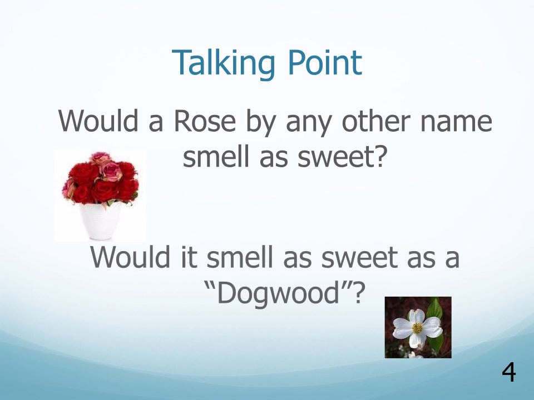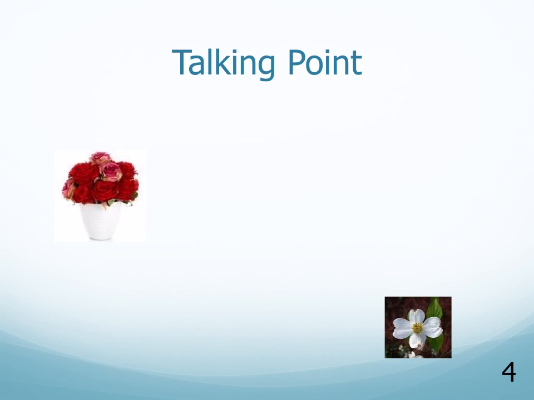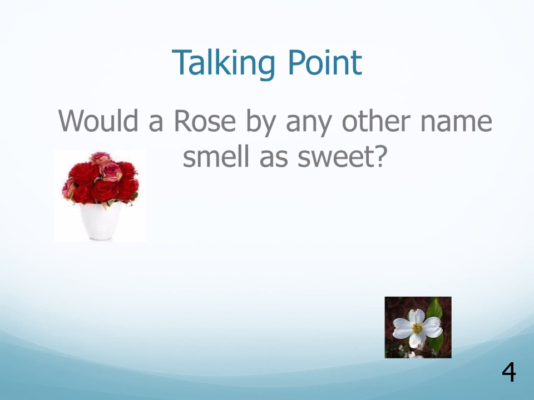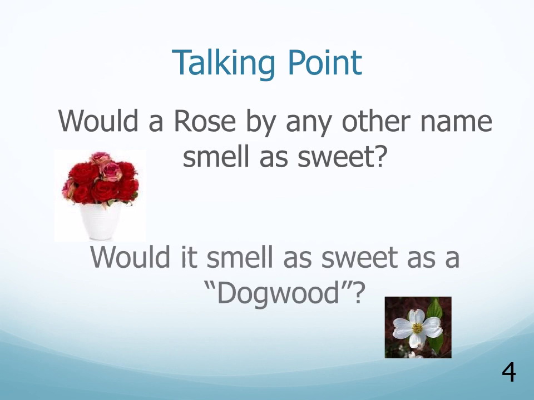Okay, so here we have a bit of a talking point. There are two images of flowers. Now, this is about brand perception and the understanding of words and images. So when we say a rose, we see an image of a rose there. And then we have an image of dogwood.